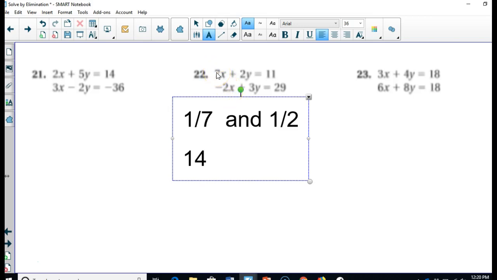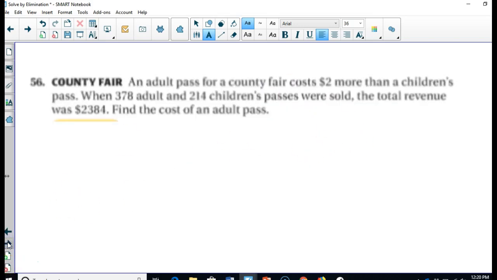What do I need to multiply by to get 14? 7 times 2, okay? How do I get this to be a negative 14? I'm going to multiply by a 7, okay? So this top one by 2, this bottom one by 7. I'm going to let you try number 23 on your own.